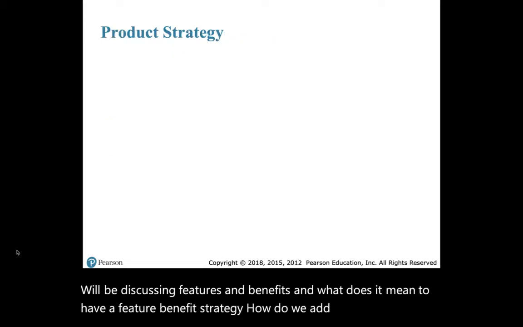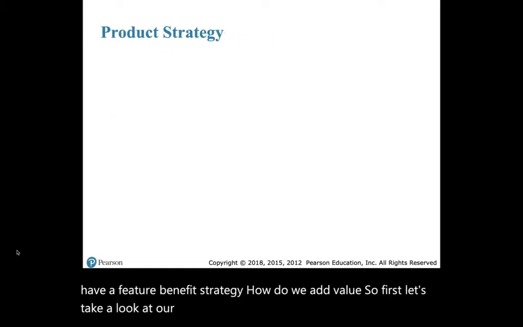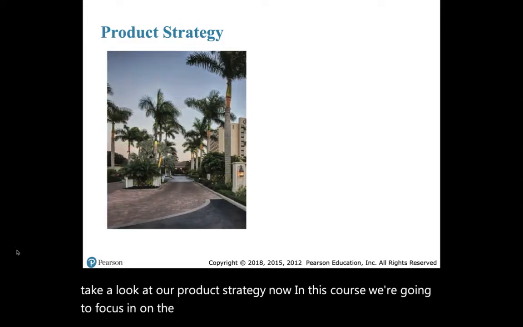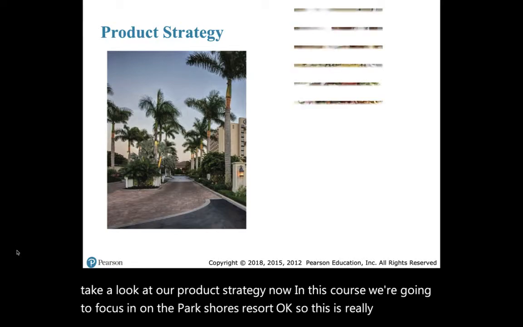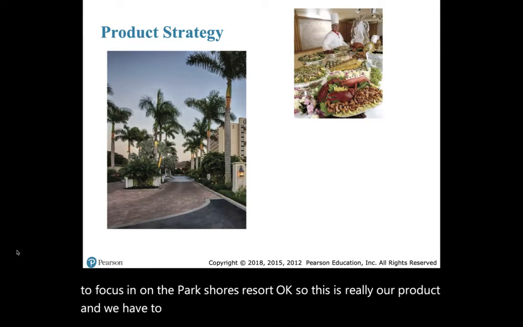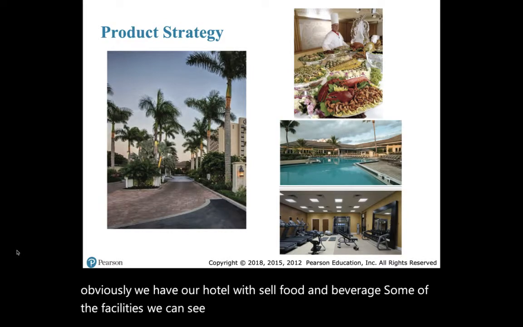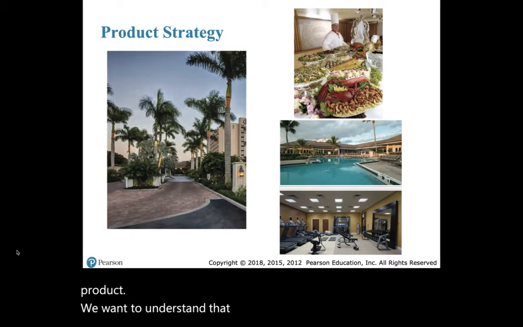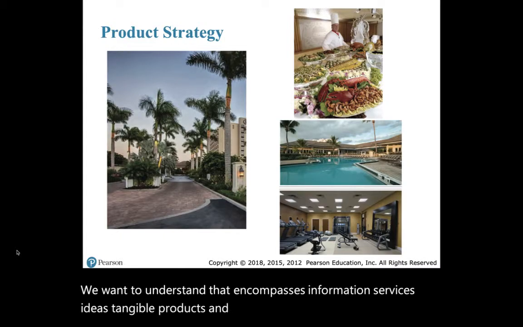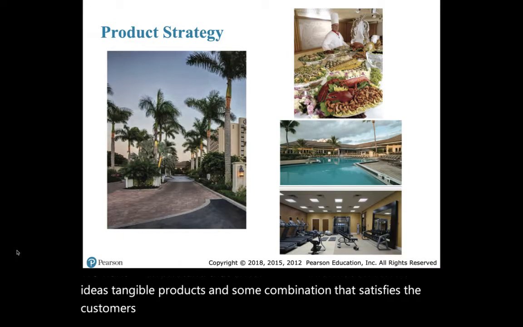So first, let's take a look at our product strategy. Now, in this course, we're going to really focus in on the Park Shores Resort. Okay, so this is really our product, and we have to understand what our offerings are, right? So obviously we have our hotel itself, food and beverage, some of the facilities we can see here. But when we talk about a product, we want to understand that it encompasses information, services, ideas, tangible products, and some combination that satisfies the customer's needs with the right solution.